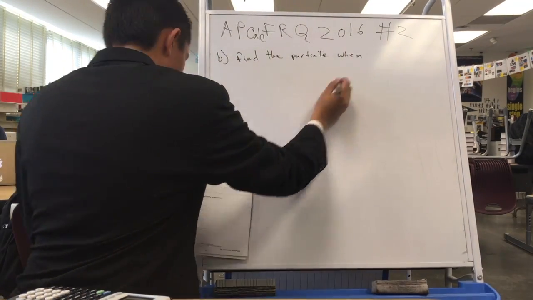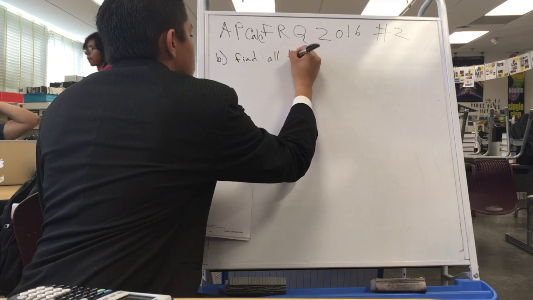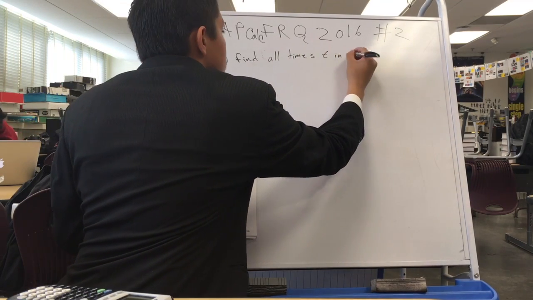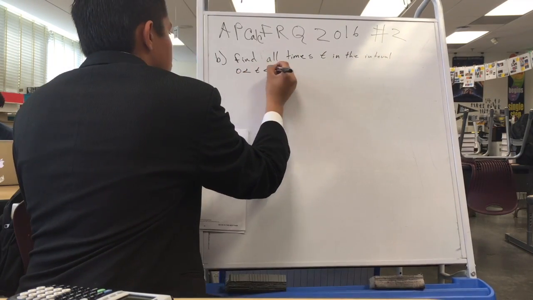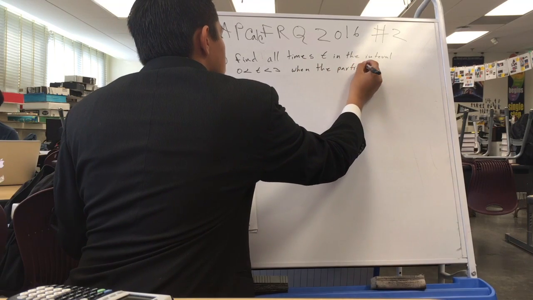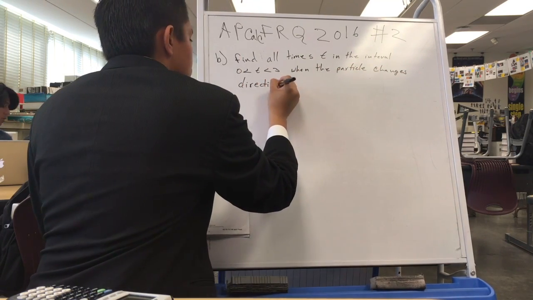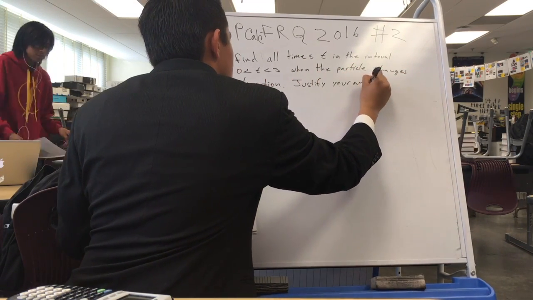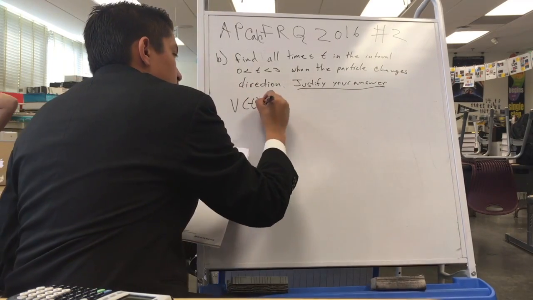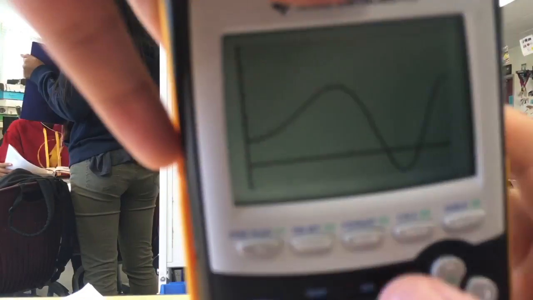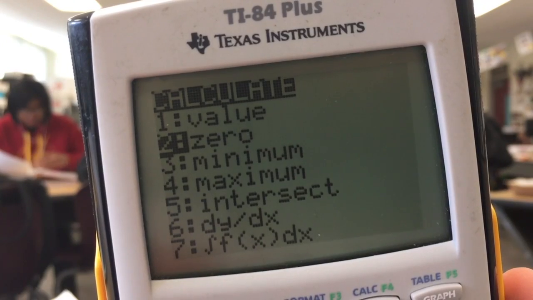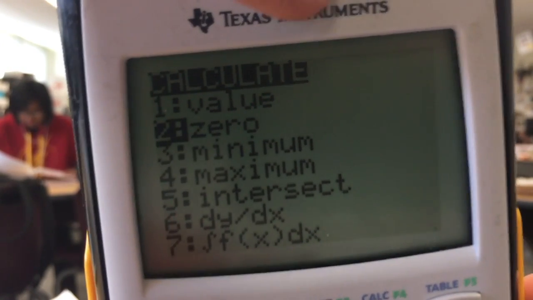Now we're gonna be working on letter B. Letter B says find out times t in the interval from 0 to 3 when the particle changes direction. Justify your answer. So basically from 0 to 3, we're gonna see on the graph where it changes direction. It changes sign, from positive to negative.